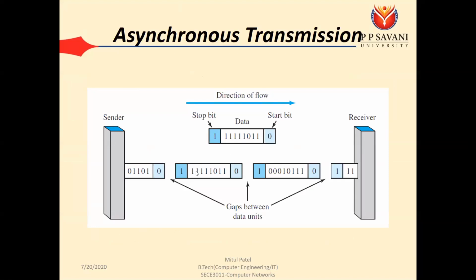So this can be the asynchronous transmission, in which we have 0 as the start bit and 1 as a stop bit, and the character is embedded in this byte. Here we can send one character at a time, and 0 indicates the start and 1 indicates the stop. So it is possible that there can be a gap between the two different data units.